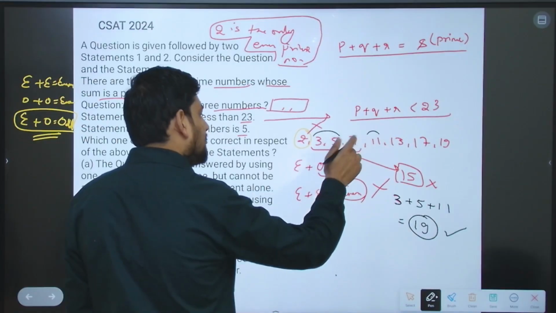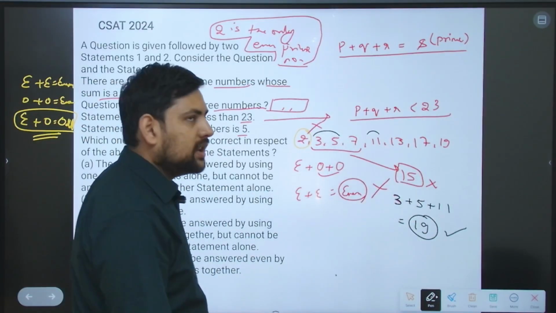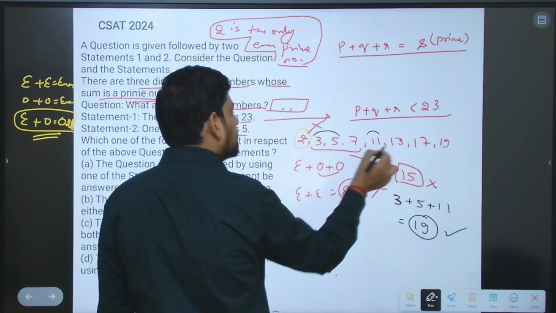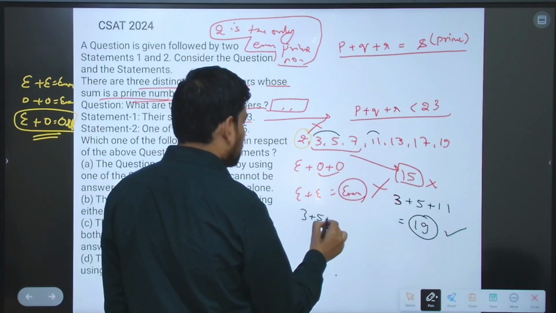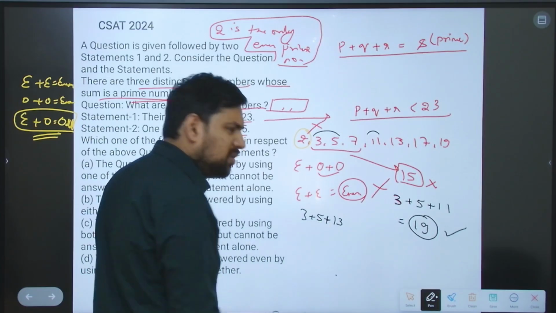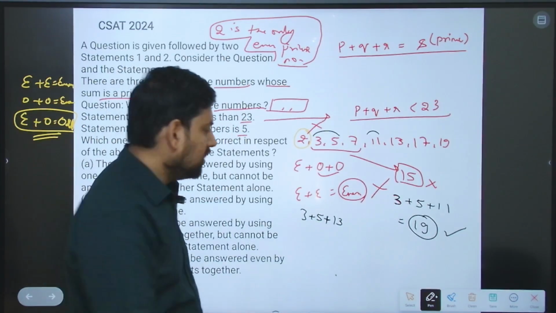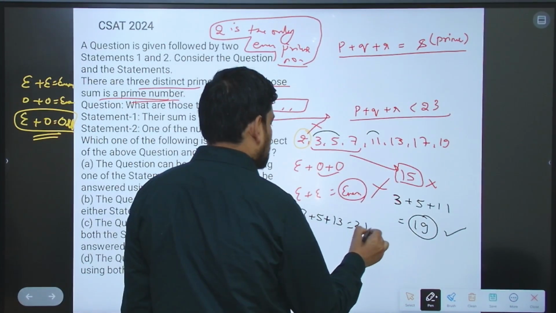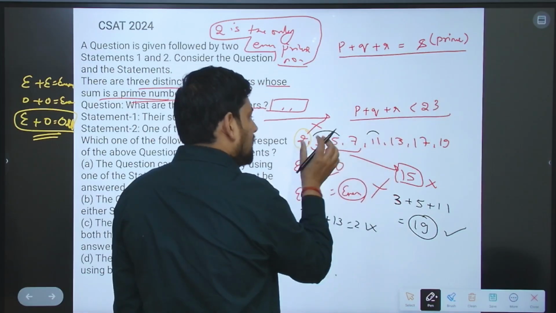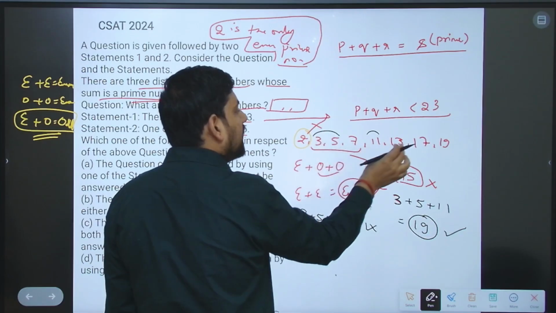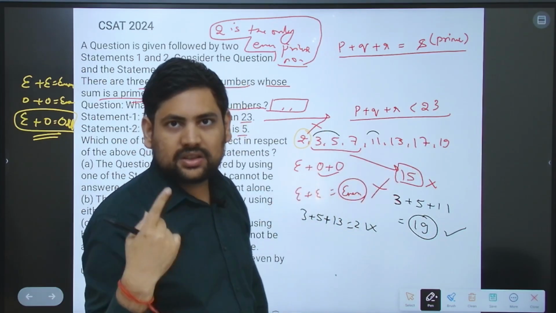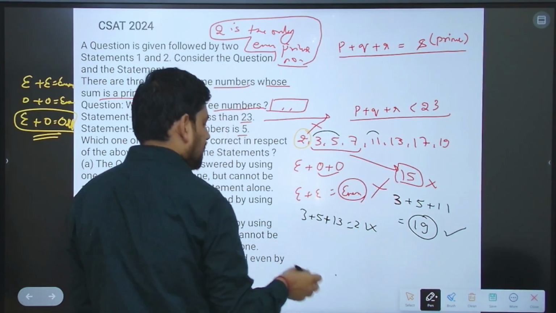Now let's see if I can make another smaller number. So I make 3 plus 5 plus 13. Will it work? No. This is 8 plus 13, that is 21, so 21 also does not work. Now let's leave 3 aside, because if I go 3, 5 and 17, then it will cross 23. Now let's try another one.